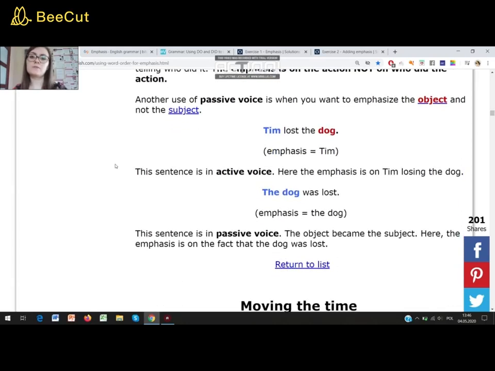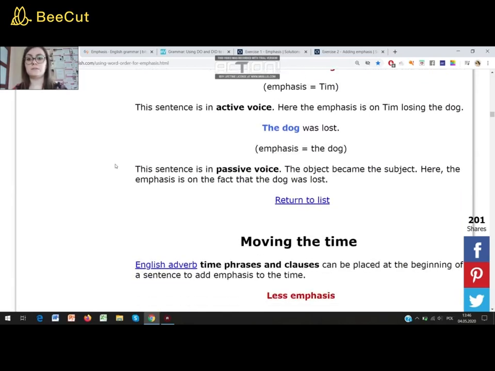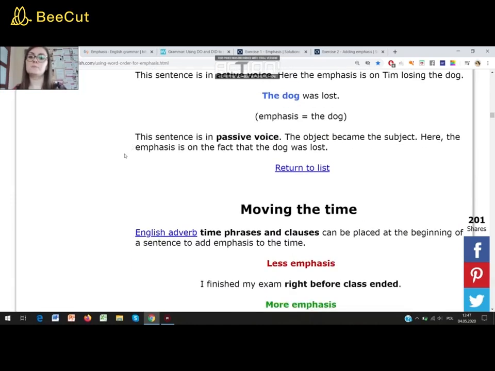And another use of passive voice is when you want to emphasize the object and not the subject. For example, Tim lost the dog, so emphasis is put on Tim, on the person who did something. And this example is in active voice. Here the emphasis is on Tim losing the dog, right? But the dog was lost. The emphasis is put on the dog. So the sentence is in passive voice. The object became the subject. Here the emphasis is on the fact that the dog was lost, right?